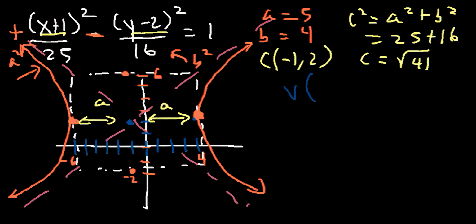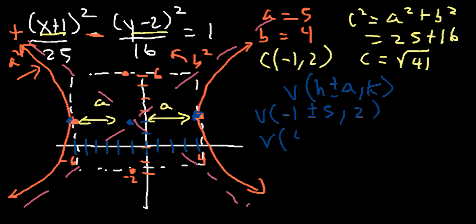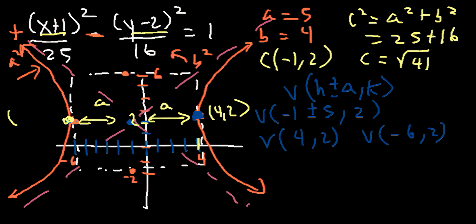So the vertices, which are these 2 points, let me write the general equation. It's (h ± a, k). So h is the x coordinate of the center, and a is 5, and k is 2. So −1 plus 5, that's 4, and −1 minus 5 is −6. So this point, as we can see, it's (4, 2). Here this is 2, and this is 4, so that's (4, 2). And this one, it's at (−6, 2), which is what we have. So those are the vertices of the graph.